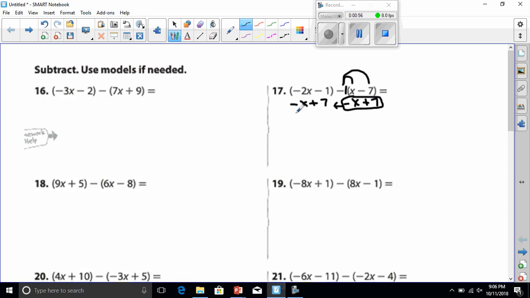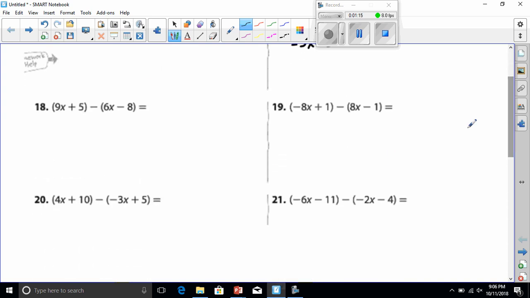All right, so let's see how these work out. Well, negative 2x minus x is a negative 3x. And negative 1 plus 7, well, that's going to be a positive 6. And there's our answer, negative 3x plus 6. Let's go on to number 19.